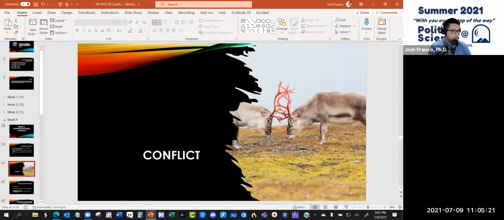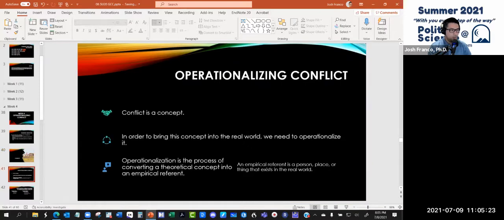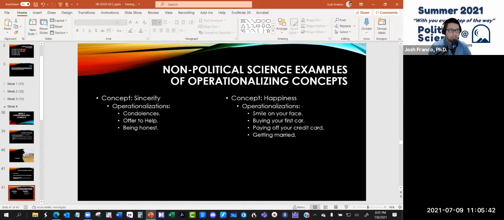So conflict is a concept or an idea, and in order to bring this concept into the real world, we need to operationalize it. Operationalization is the process of converting a theoretical concept into an empirical referent. And an empirical referent is a person, place, or thing that exists in the real world. Let's look at some non-political science examples of operationalizing a concept, just so we can practice using this process.